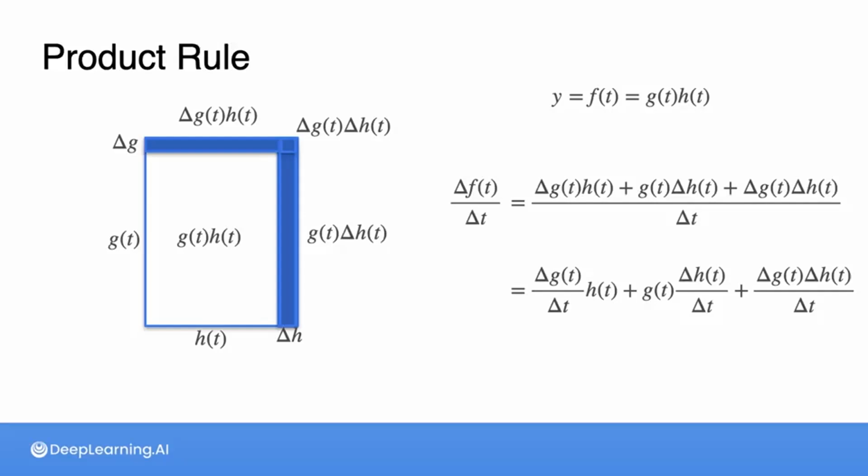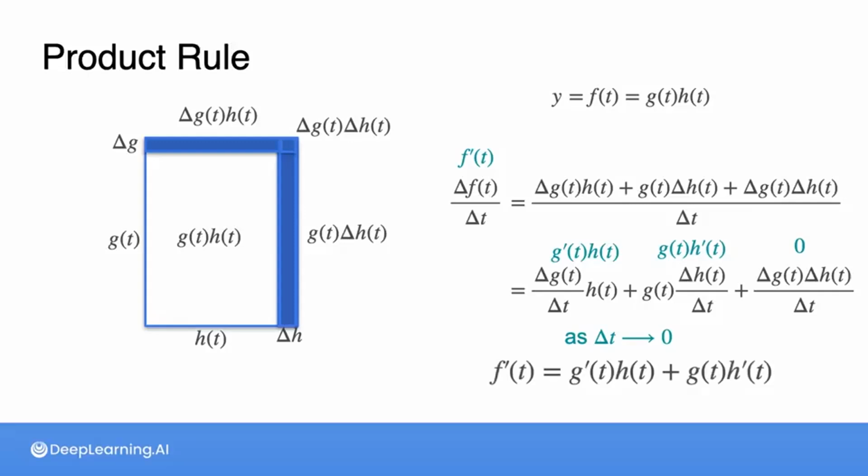And now to take the derivative, we need to let delta t go to 0. So what happens with delta f of t over delta t? That becomes the derivative, f prime of t. And each one of these becomes something interesting. This one becomes g prime of t h of t. This one becomes g of t h prime of t. And this one over here becomes 0 because it's too tiny for us to care. It really doesn't make a big difference because the limit of that is 0 when delta t goes to 0. Therefore, we have the product rule. f prime of t is g prime of t times h of t plus g of t h prime of t.